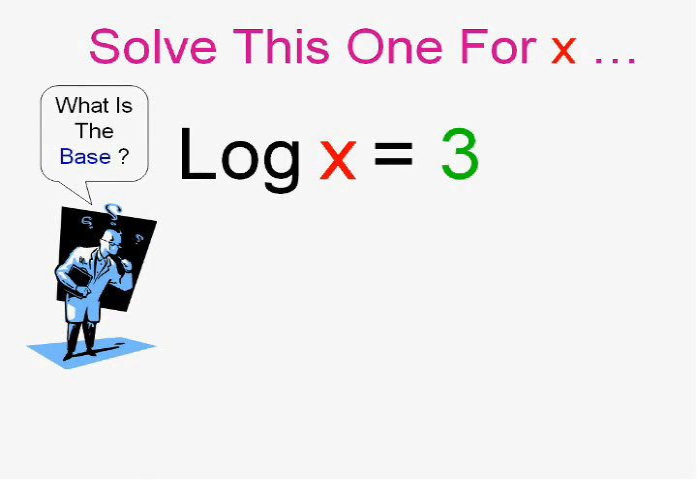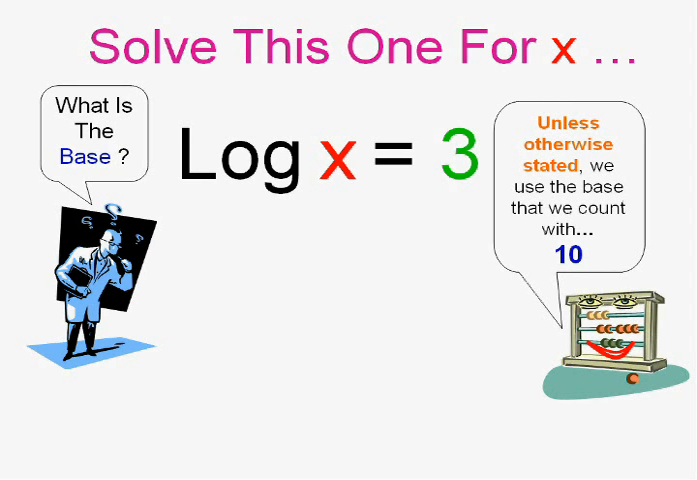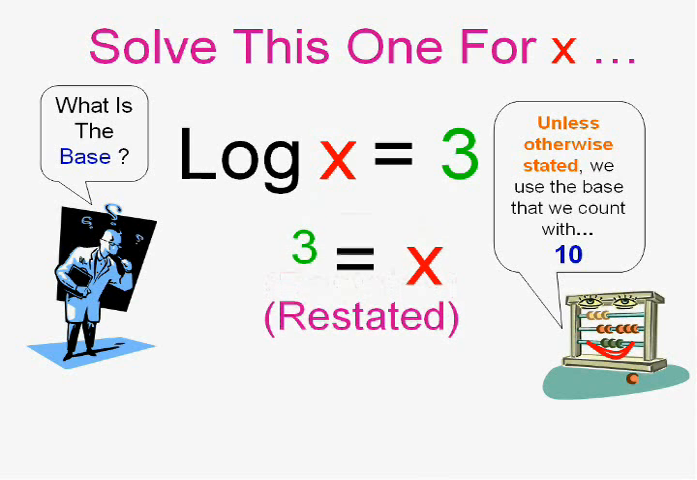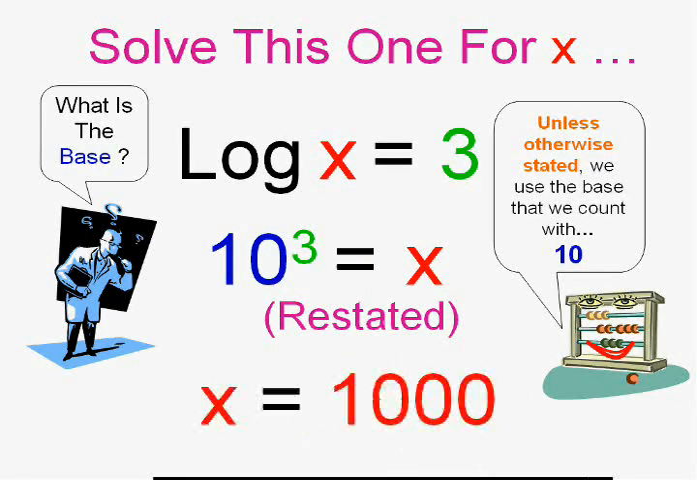In real life, when we don't list the base, we're going to say that we're going to use a base of 10, because that's the one we count with, base 10. So most of the time now, you're not going to see a base. It's going to be base 10. So let's rewrite this with a base of 10. So 10 to the third will equal x, and of course x will then be 1,000 in this case. So what you need to know is when they don't tell you the base, and most of the time they won't, the base is 10.